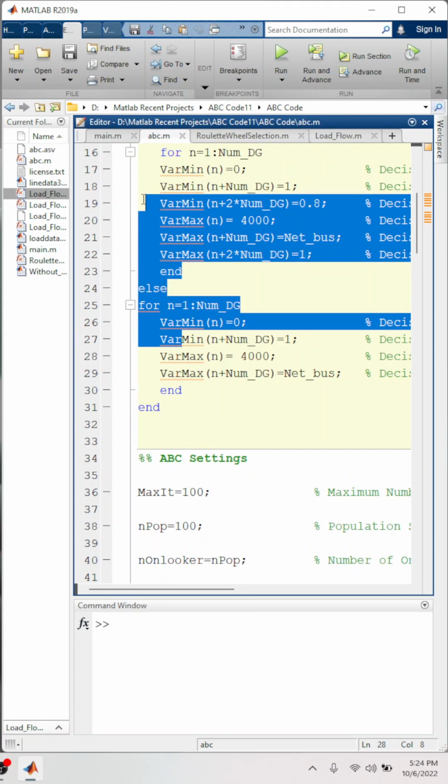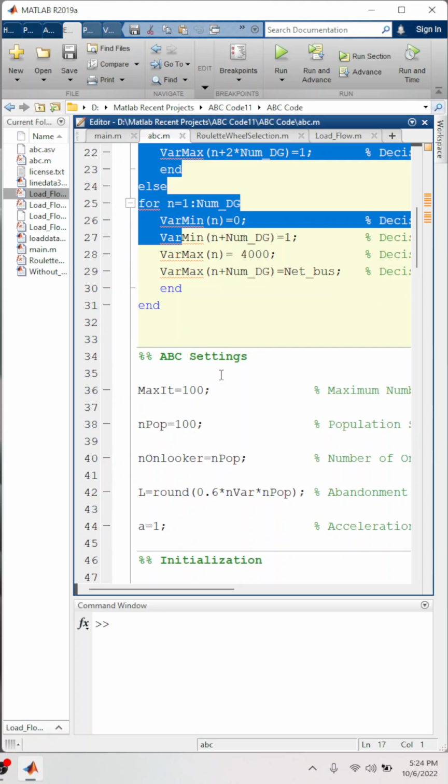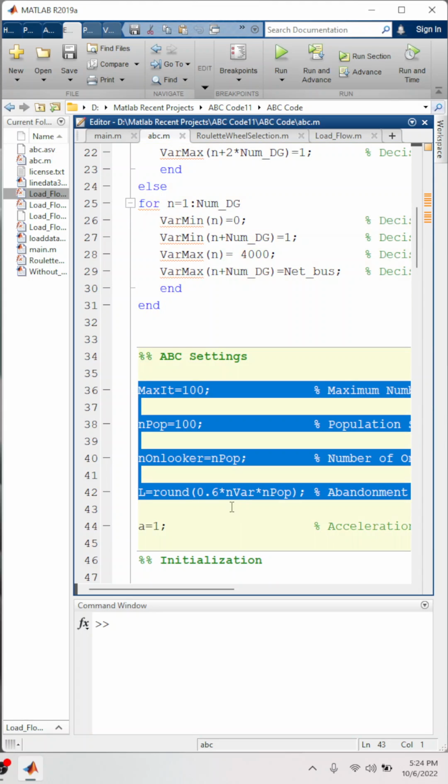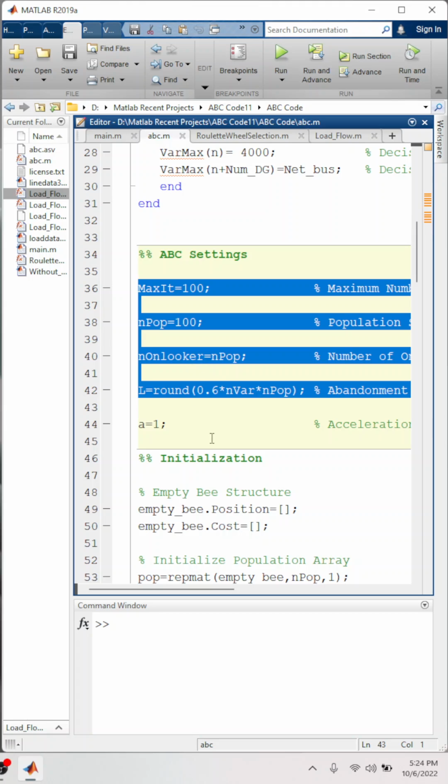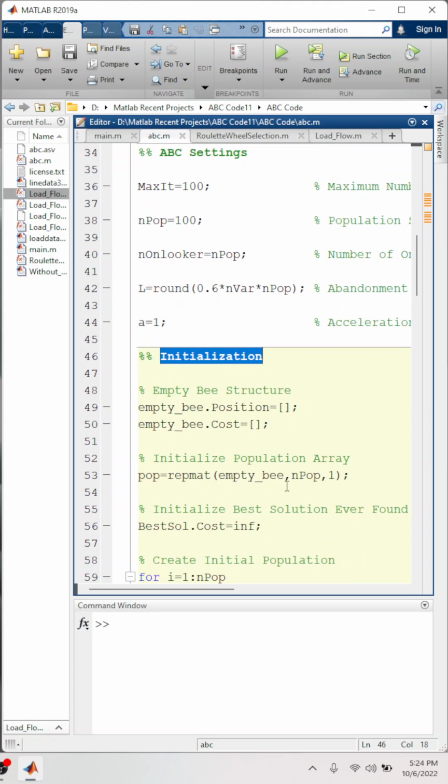So here is the initialization, and after that, iteration, population, and other parameters for ABC. After initialization, employed bee selection is done.